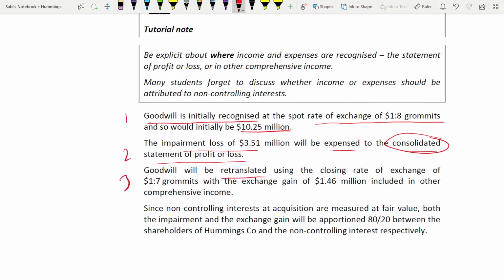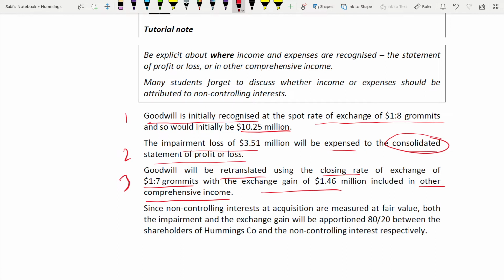Goodwill will be retranslated using the closing date rate. Earlier it was the opening rate. Now again you retranslate using the closing rate. And this is the rate. Rate changed from 1:8 to 1:7. So this will be the exchange gain because of that. And the exchange gain will go under other comprehensive income.